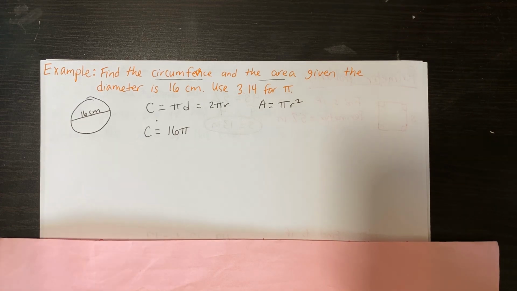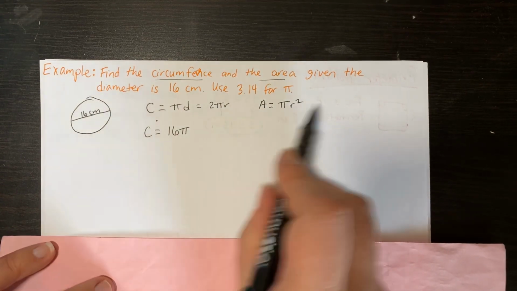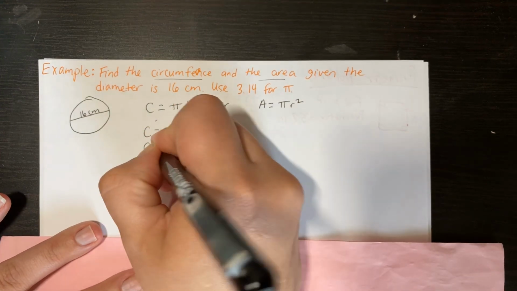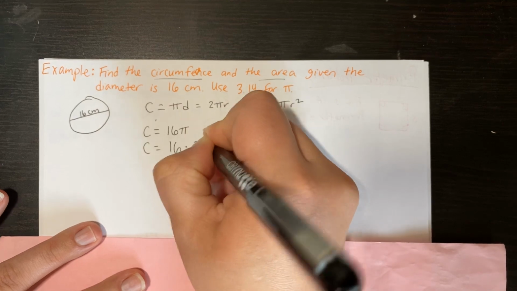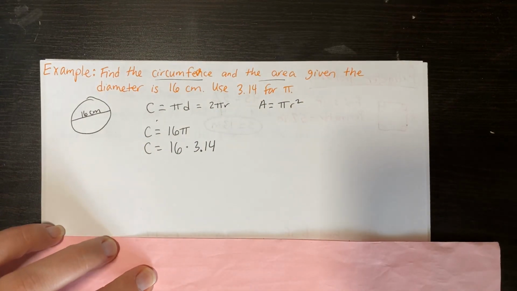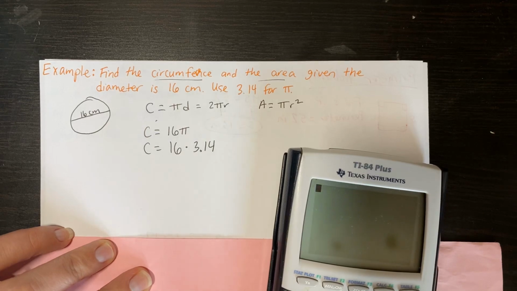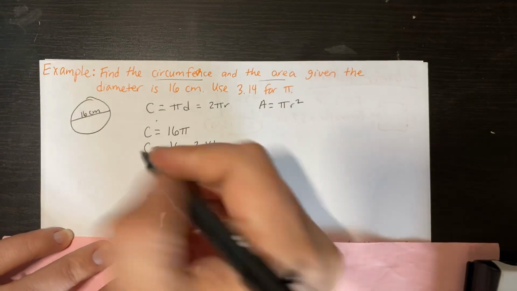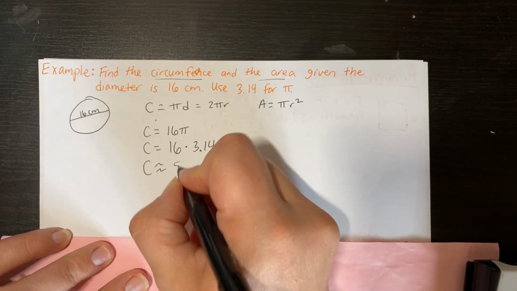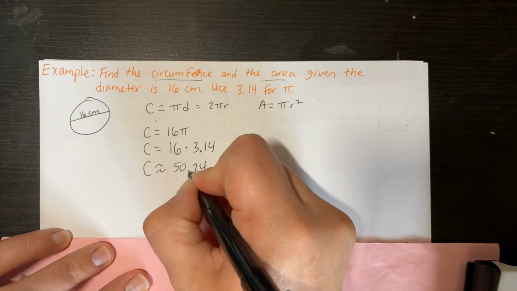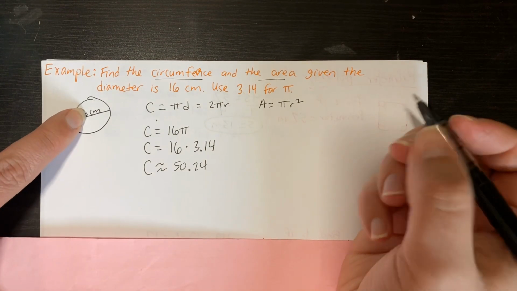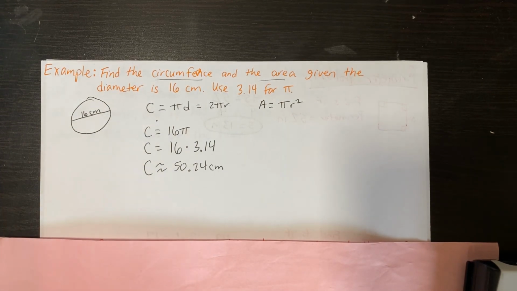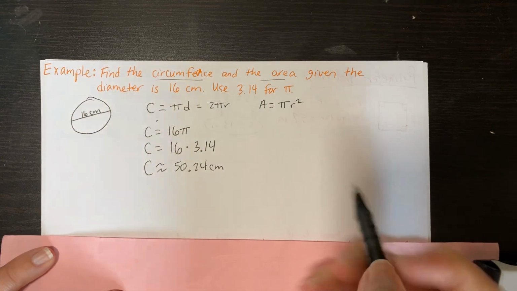Okay, so sometimes this is good enough to be an answer. Because it told us that 3.14 is going to be substituted in for pi, we need to then do 16 times 3.14. Our good old friend, the calculator. Okay, 50.24. So our circumference is approximately 50.24. Okay. Our units, remember, centimeters. And circumference is just a line of the outside of the circle, so we just keep it as centimeters.